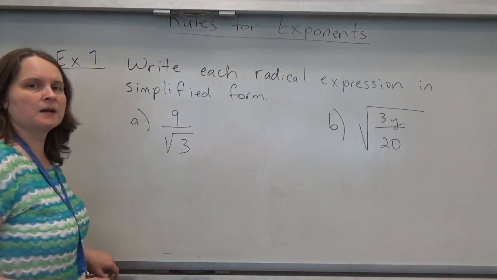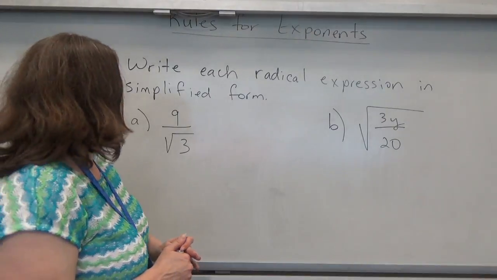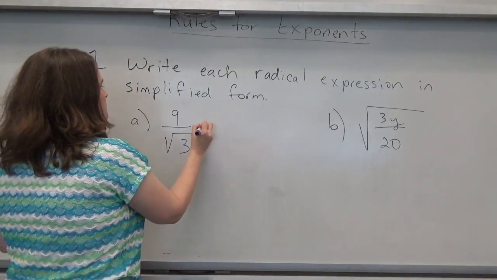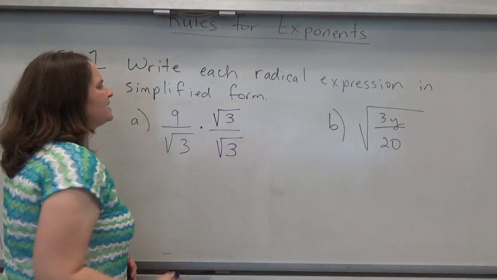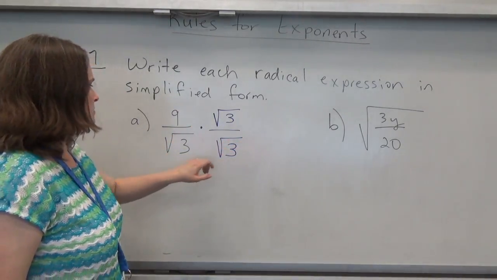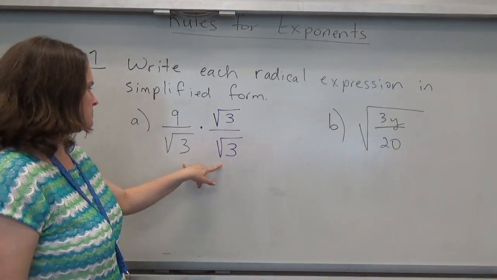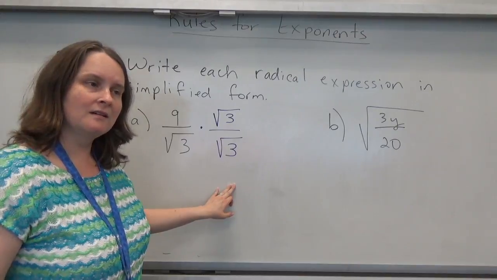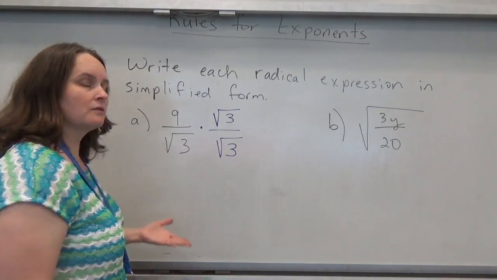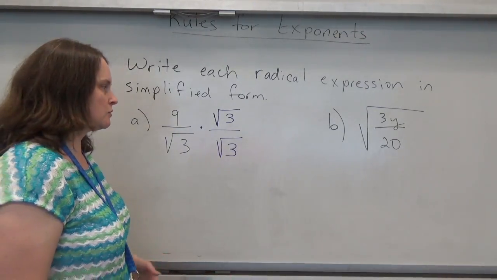So I'm just going to change my color so that it's not all running together for you at home. I'm going to multiply by square root 3 over square root 3. All right, why did I do the top and the bottom? I'm multiplying the denominator by the square root of 3 because I know square root of 3 times square root of 3 is the square root of 3 squared, or the square root of 9, which gives me 3.